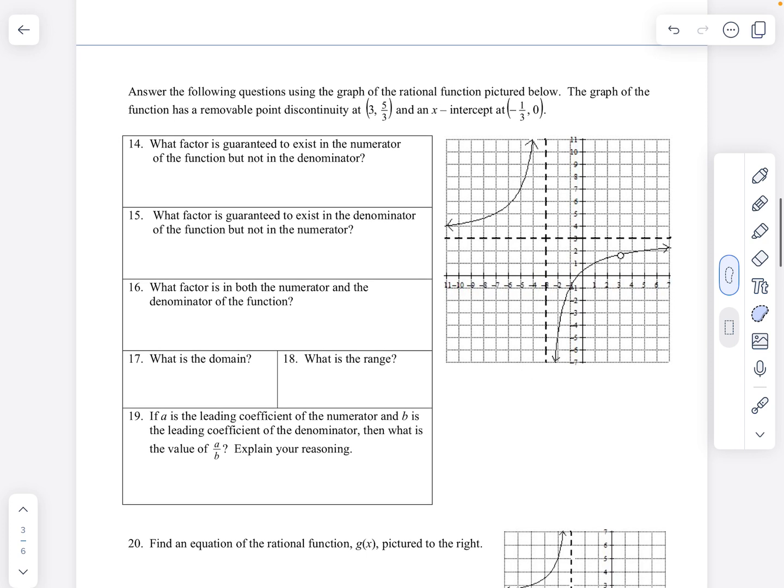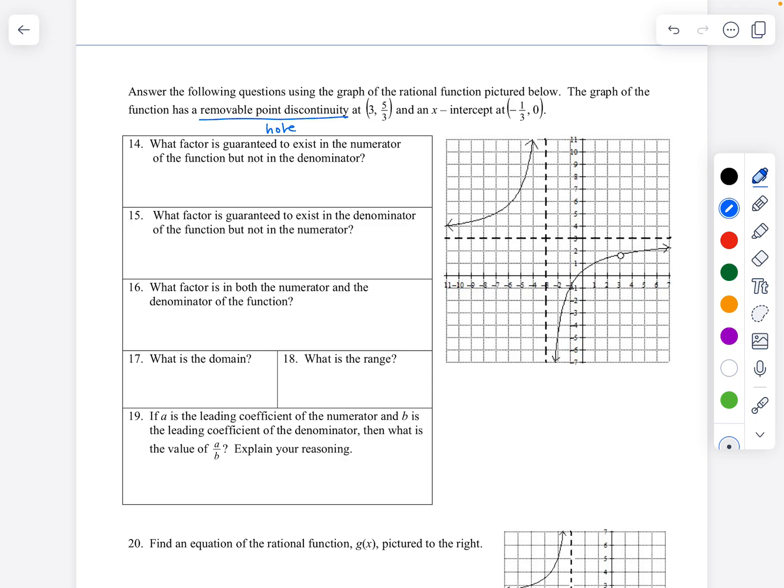Let's walk through these next ones. Answer the following questions using the graph of the rational function pictured below. The graph of the function has a removable point discontinuity. Removable point discontinuity is another word for hole, and that is at 3, 5/3, and an x-intercept at -1/3, 0. So I want to go ahead and say it says what factor is guaranteed to be in the numerator, but not in the denominator.